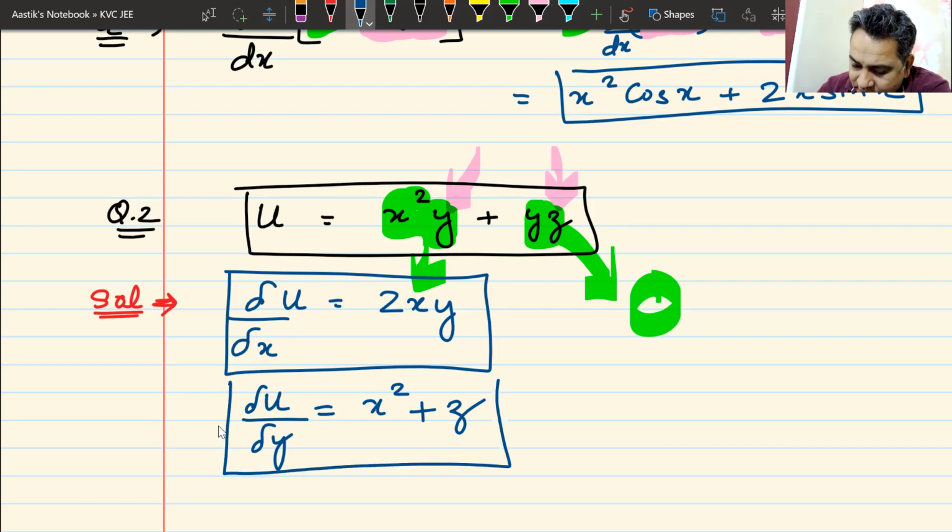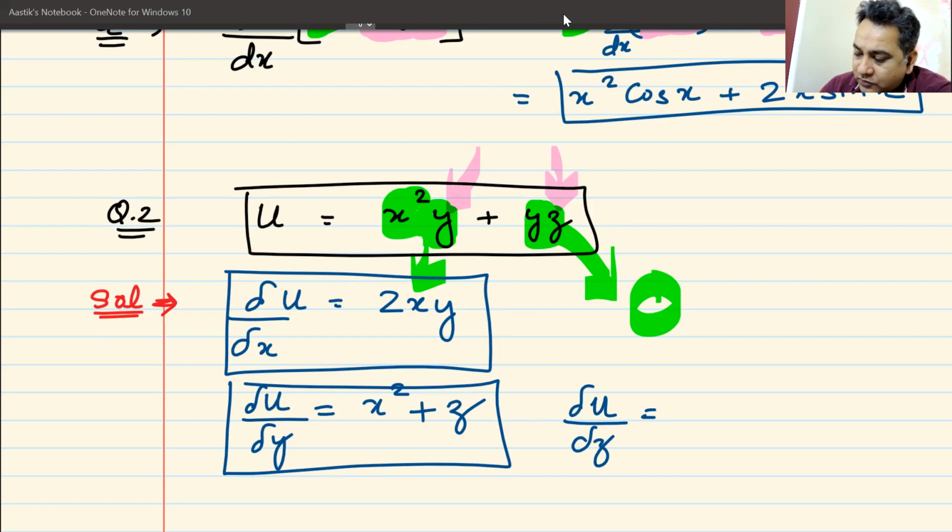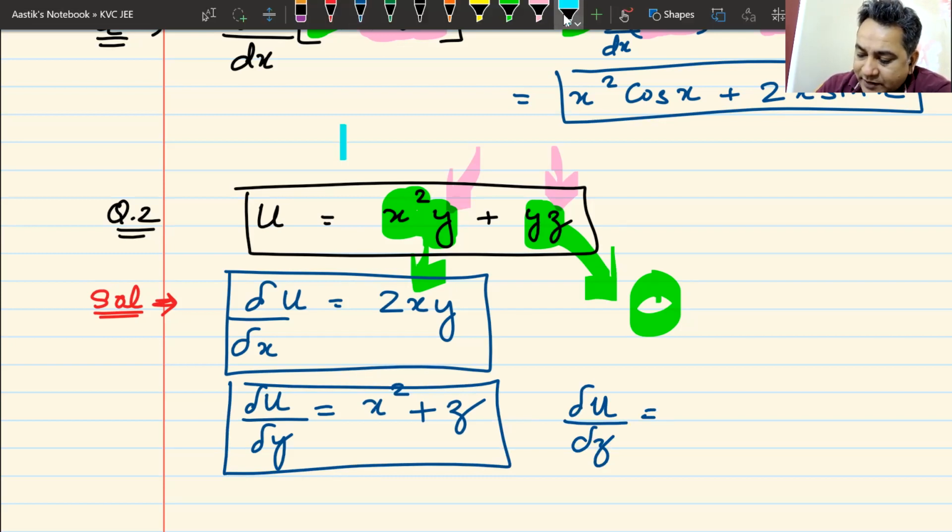Well done. If this is done, then you should be able to calculate the partial derivative of u with respect to z. I will use the blue pen. In this, there is no term of z. So the partial derivative of this thing with respect to z is 0. The only thing that remains is the partial derivative of yz.